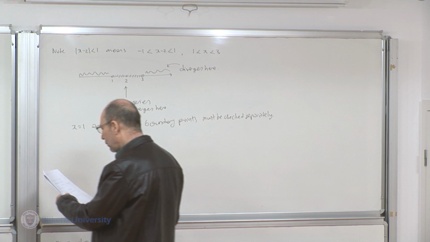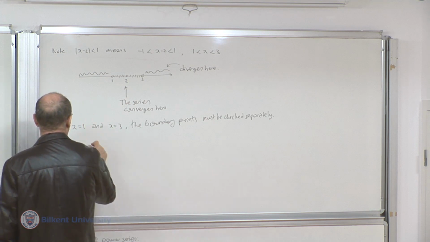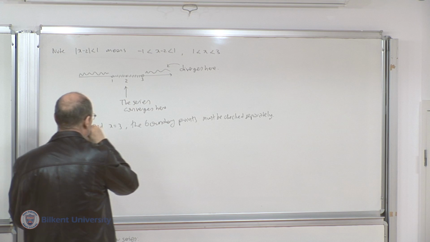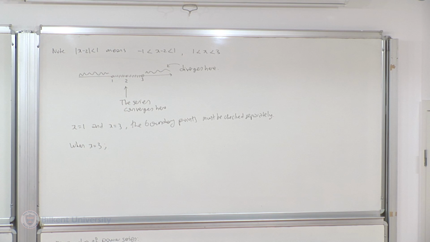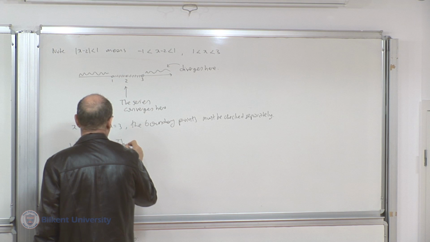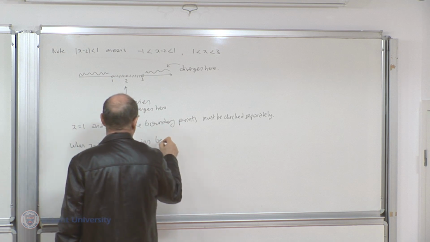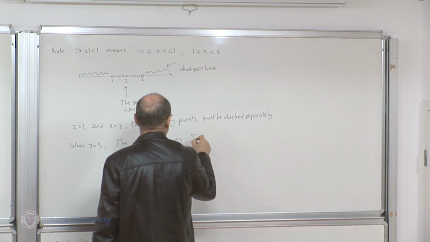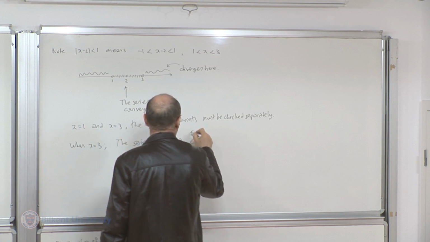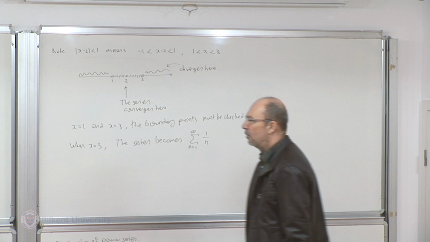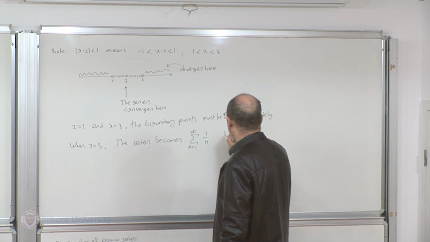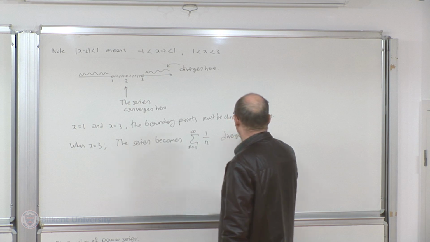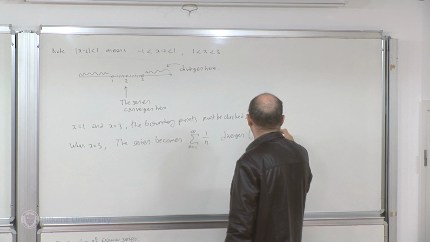So let's see. When x equals 3, what happens there? So you put 3 here. 3 minus 2 is 1, 1 to the n, so the numerator is 1. The series becomes summation n equals 1 to infinity, 1 over n. Okay, so it diverges, because it is the harmonic series.